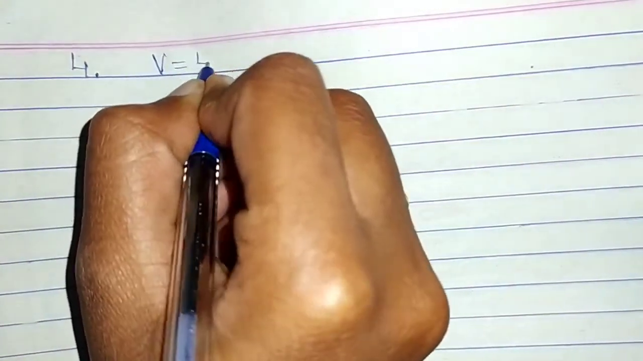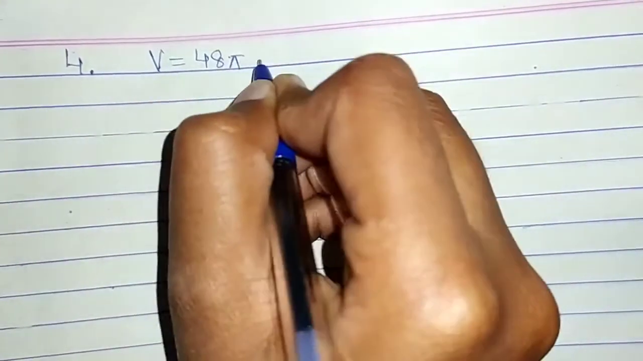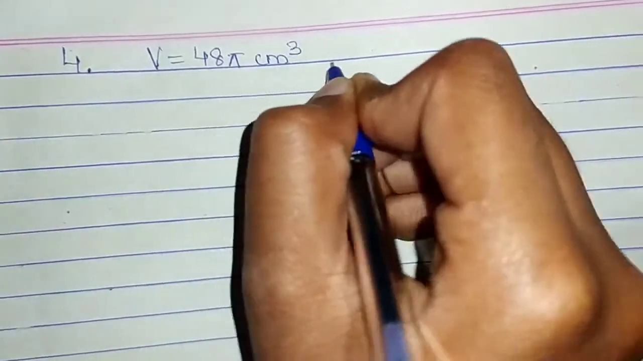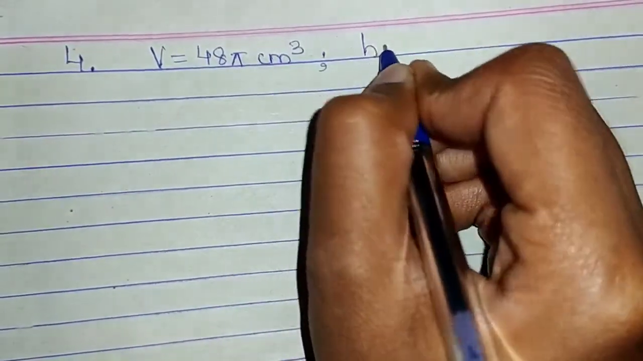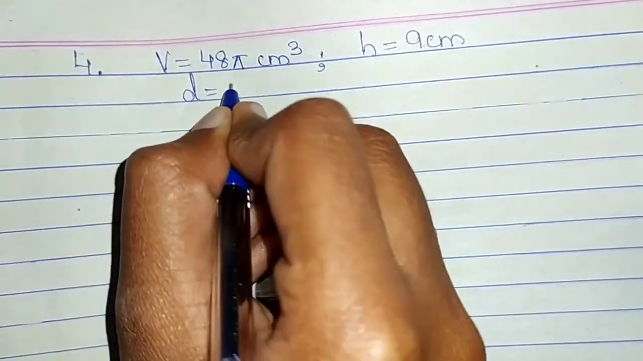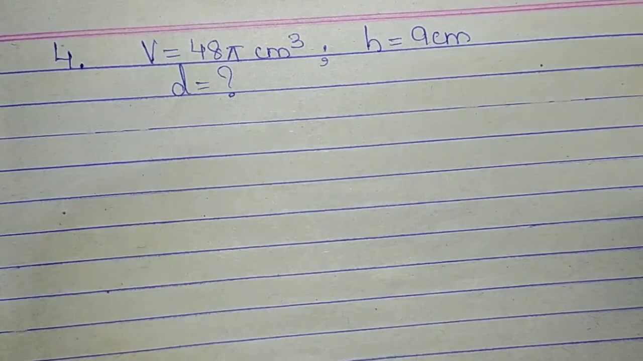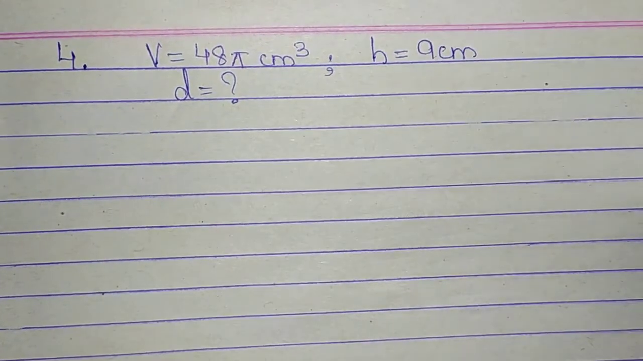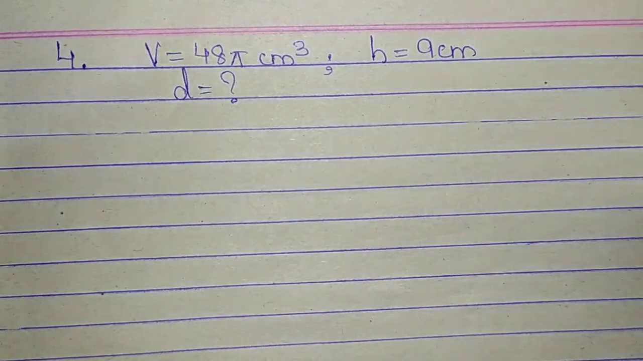In the fourth question, the volume of a right circular cone of height 9 centimeters is 48 pi centimeter cube. So volume is equal to 48 pi centimeter cube, and they have told us the height of the cone is 9 centimeters. Our job is to find the diameter of the base. So first we will find the radius and then we multiply it by 2, then we get the diameter of the base.